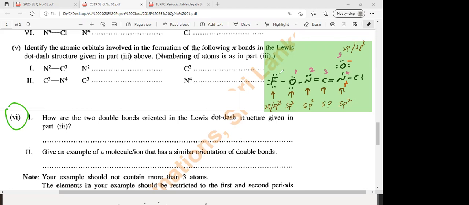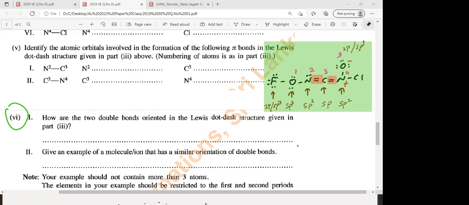There are two double bonds, right? I'll highlight them. These are the two double bonds. This is one double bond and this is the other double bond. Look at the screen here. I highlighted the two double bonds red. Double bonds oriented in the Lewis structure.